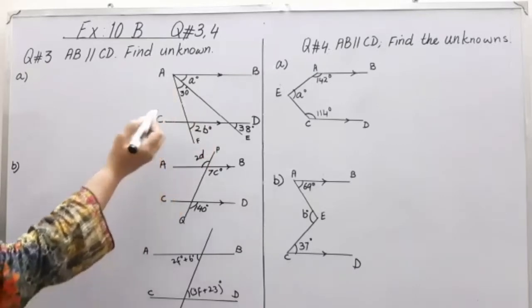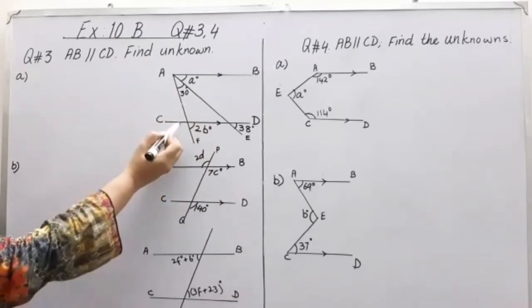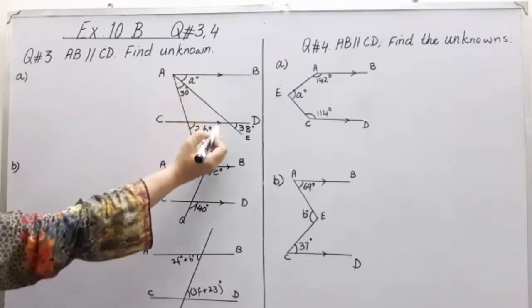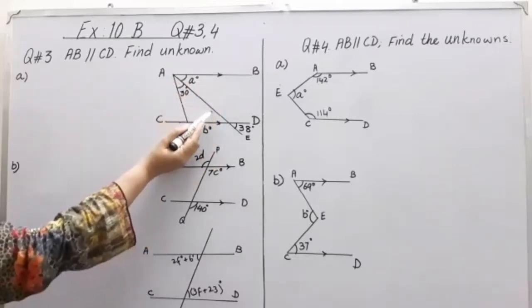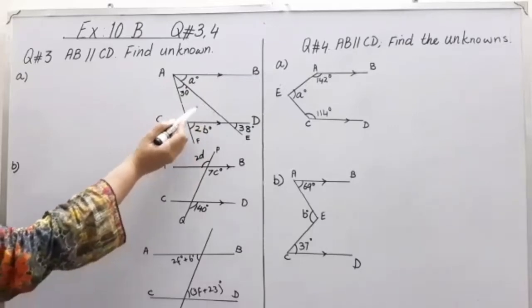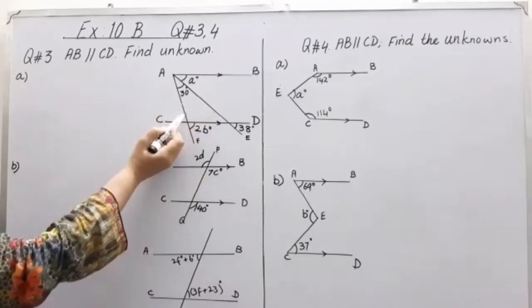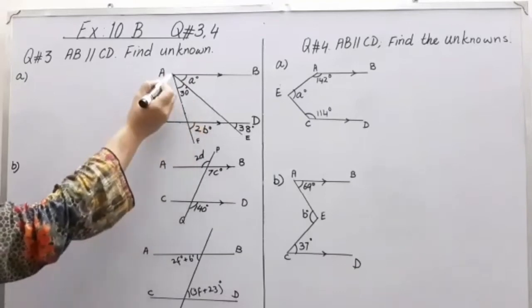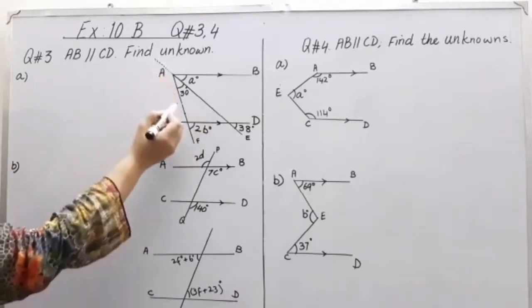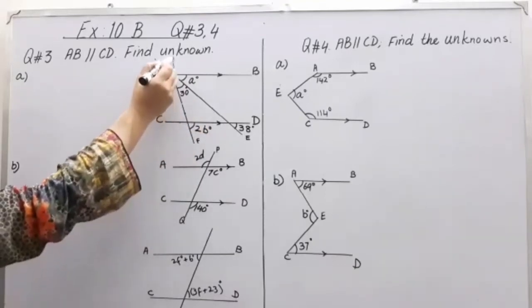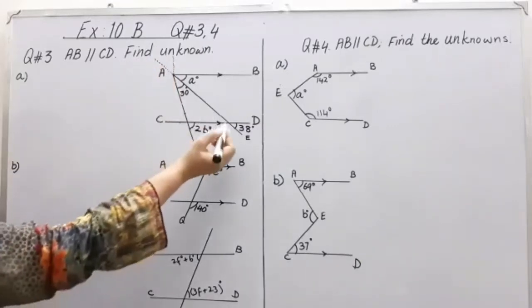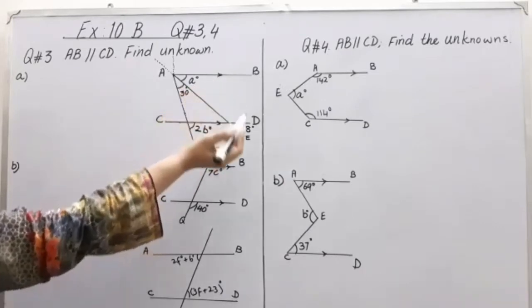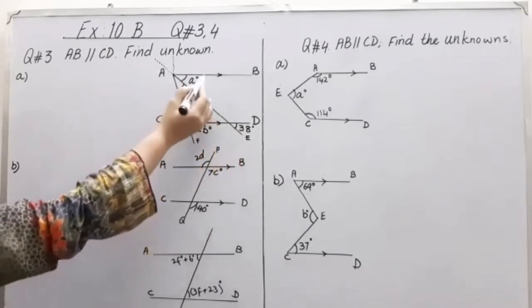First we see where the parallel lines are. This line and this line are parallel because arrows are shown here. And second, there are two transversal lines. Don't mix them up with each other because this is a different parallel line. If I extend this and this, they will go to this, and they are two different parallel transversal lines.